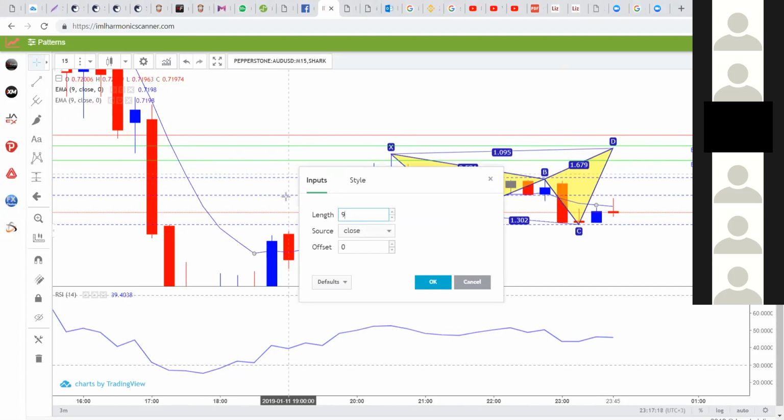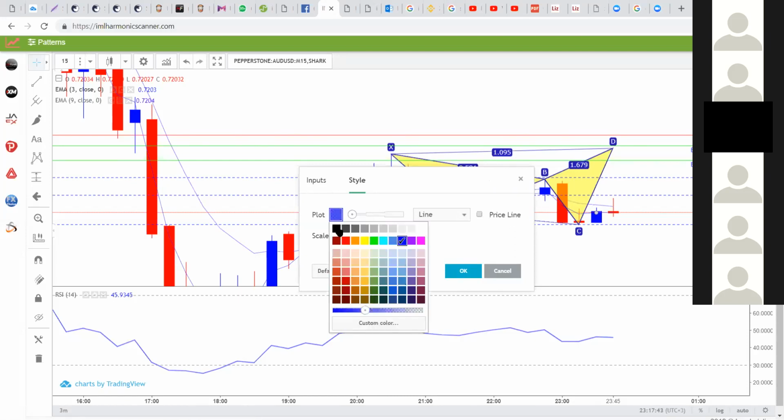So the first thing we want to do is to change the length. We are under input now. Under input, we're going to change the length. Please take notes. We're going to remove the length. We're going to change the length from 9 to 3. 3, please. Please take note. 3. Then we're going to go to style.